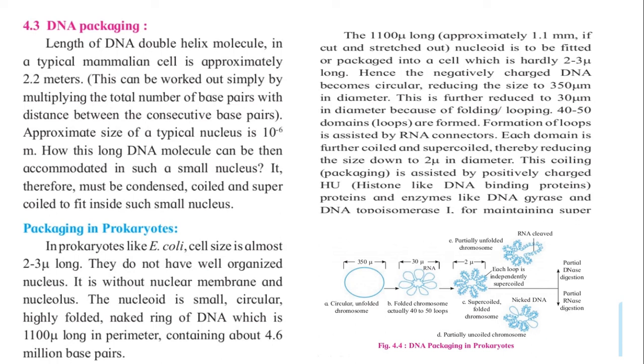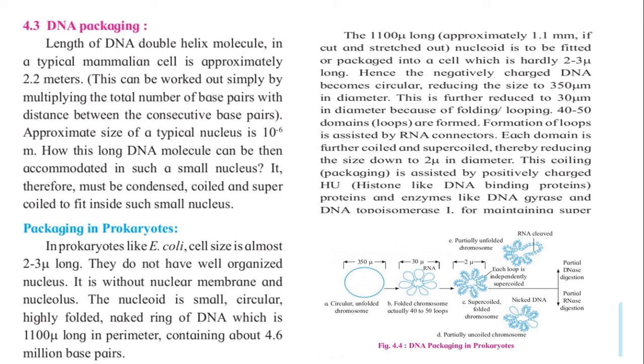The nucleoid is a small, circular, highly folded, naked ring of DNA, which is 1100 micron long in perimeter, containing about 4.6 million base pairs. The nucleoid has to be fitted or packed into the cell, which is hardly 2 to 3 micron long. Hence, the negatively charged DNA becomes circular, reducing the size to 350 nanometer in diameter.